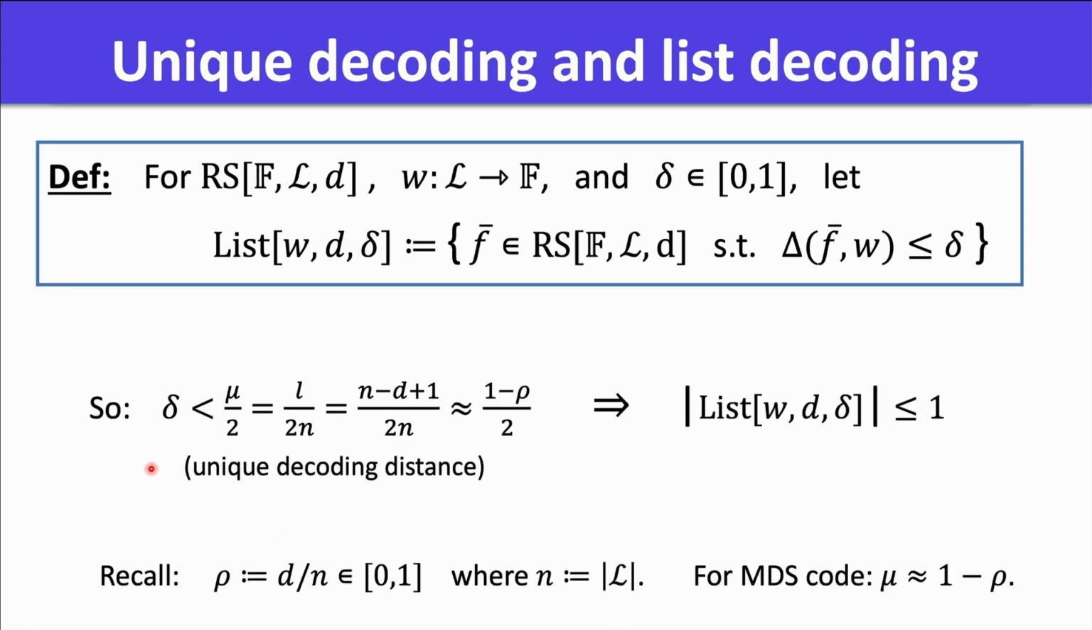So let's restate the unique decoding distance in terms of the rate. When delta is less than mu over 2, we know that the list has at most one element, by the same argument that we saw before. But mu we can express as l over n, and l for an MDS code we know is n minus d plus 1. Remembering that rho is d over n, we see that this term is roughly (1 minus rho) over 2. It turns out it's more convenient to state things in terms of rho than in terms of mu, so we'll do that from now on.